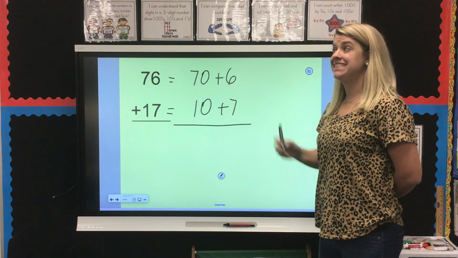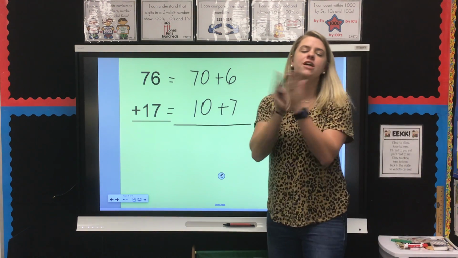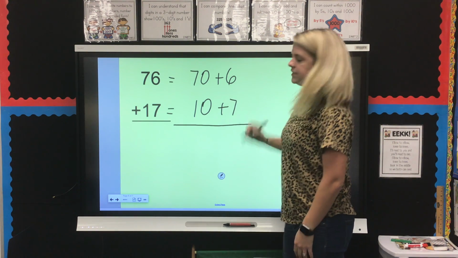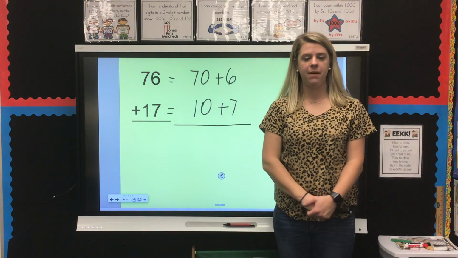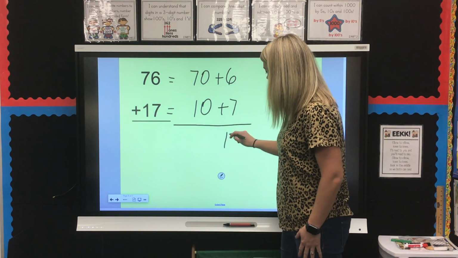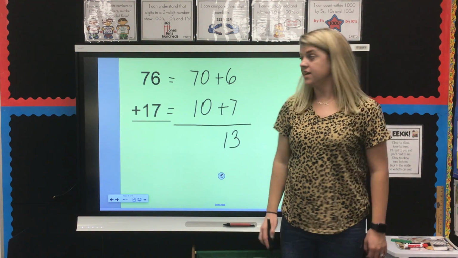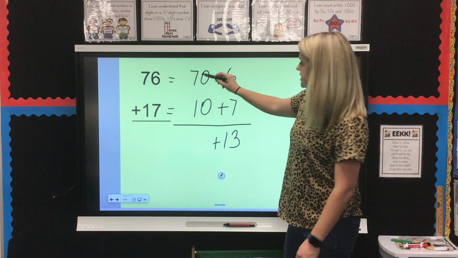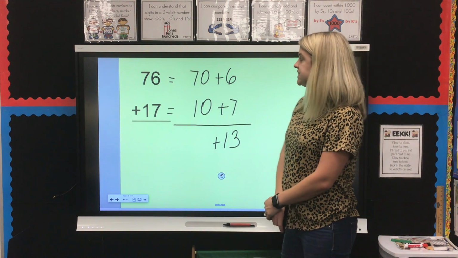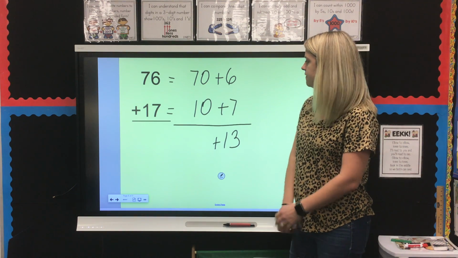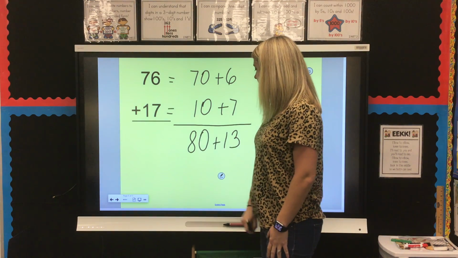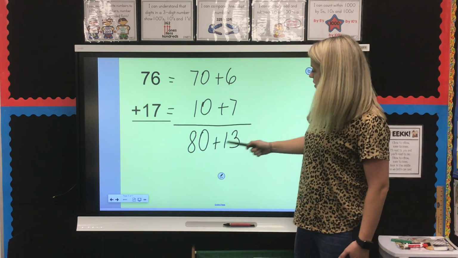All right. Step 2. We always add the ones first. 7 plus 6, or 6 plus 7. Think about it. I heard Madeline. She said the answer is 13. 13. All right? 70 plus 10. 70, 80. Very good. 80. So now we have to do 80 plus 13.